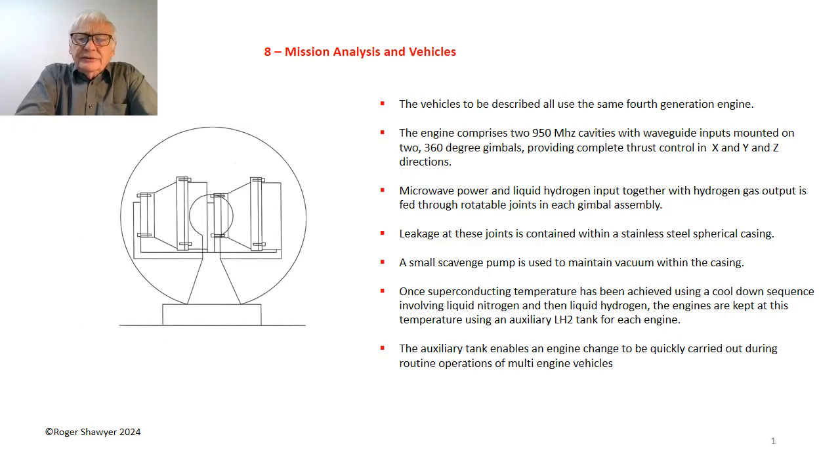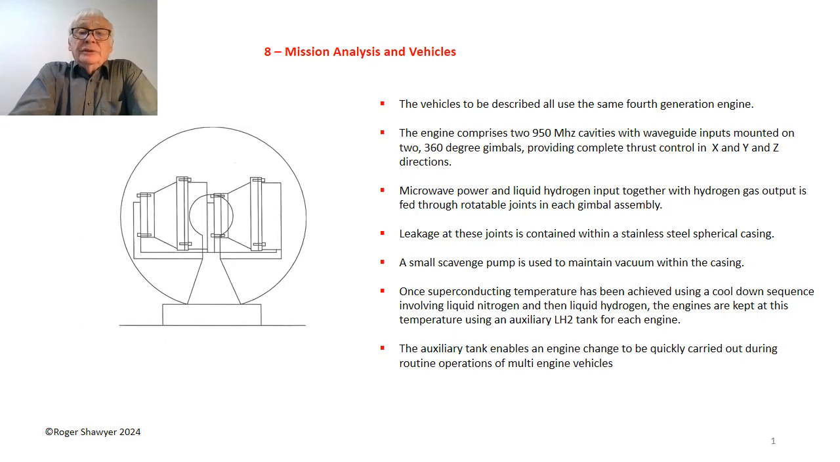We've said how fourth generation engines comprise two cavities, and here we have two 950 megahertz cavities, waveguide inputs, and they're mounted on two 360-degree gimbals, which provide thrust control in X, Y, and Z directions. So they produce a very useful engine for a variety of missions.